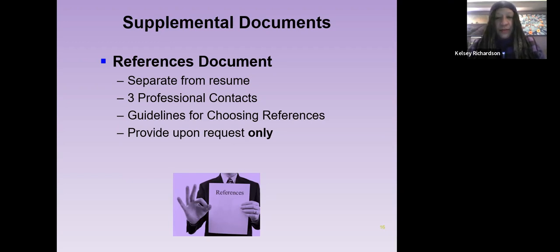There's a sample in those sample documents where you can see the format. It just says references document at the top, and then usually you'll give 3 professional references. Those 3 professional contacts can be a combination, like 2 employers and 1 professor, or 1 employer and 2 professors. It just depends on who you think would speak most strongly about your qualifications for a particular position.